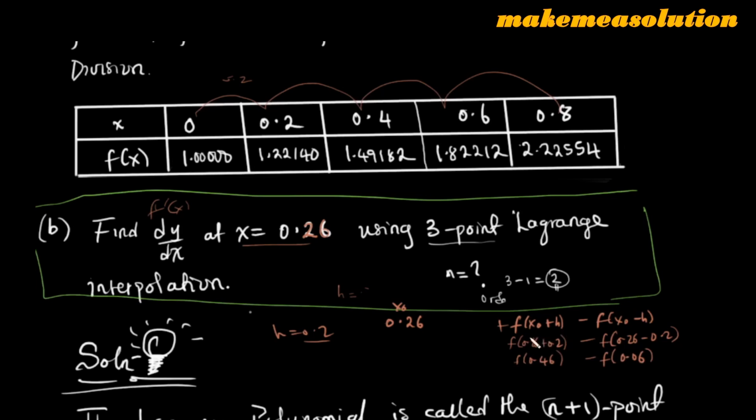Now, the essence of using this 3-point midpoint formula, that I showed you on the other screen, is that after performing x naught plus h, the value that you get must be present in the table, so that you can read it off. Now, the values that I get from 0.26 plus 0.2, which is 0.46, does not exist in this table. Neither does 0.06 exist in this table. So there's no way I can use the 3-point midpoint formula. Okay, that's the midpoint formula, but you can just use the 3-point Lagrange interpolation.